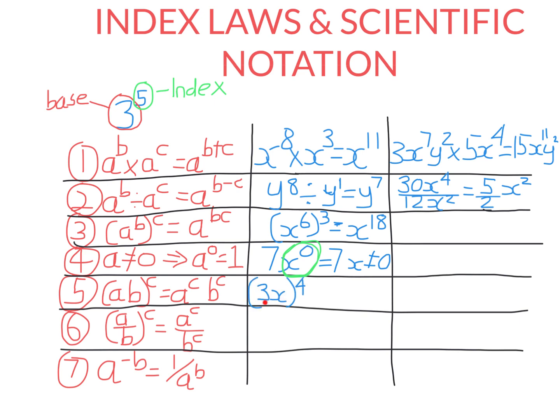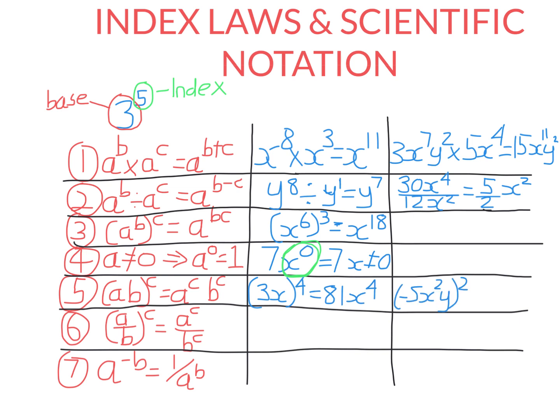So if you have something like this, 3x in brackets to the power of 4, you have to raise both the 3 and the x to the power of 4. People always seem to forget in this situation to raise 3 to the power of 4. So 3 to the power of 4 is 81. You can just use your calculator for that, and then you have to raise x to the power of 4 also.